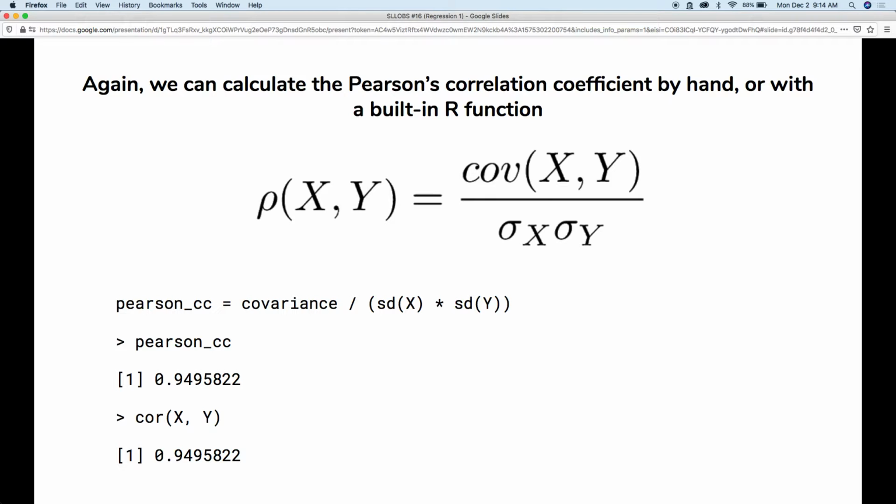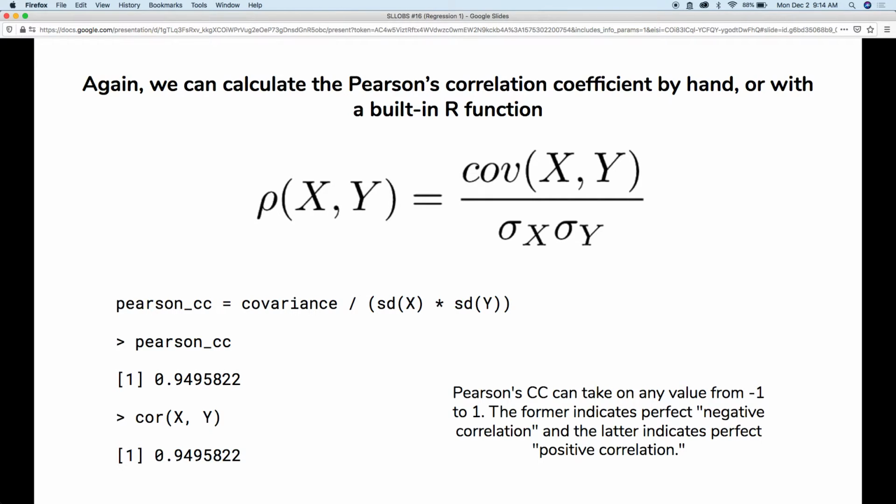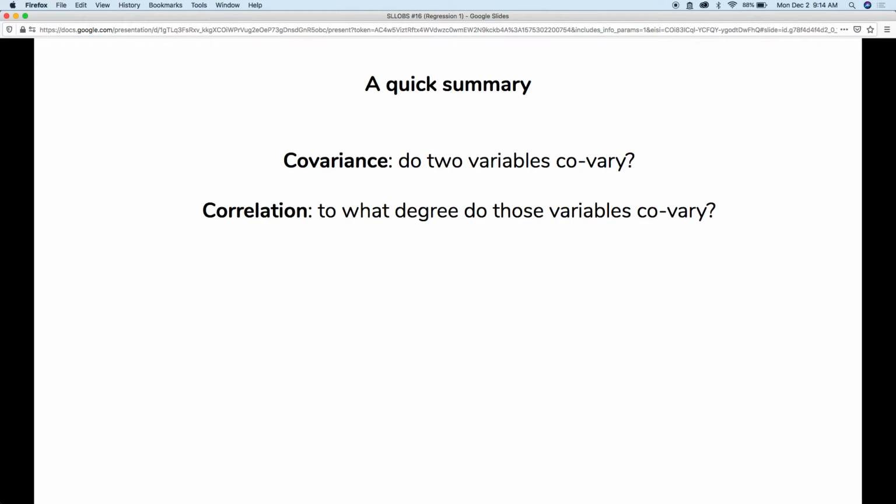Now, the Pearson's correlation coefficient takes on a different range of values than the covariance. As you may know, this correlation coefficient can take on a value from -1 to 1, with -1 meaning that your two variables are perfectly negatively correlated, and +1 indicating that they are perfectly positively correlated. To sum up the difference between Pearson's correlation coefficient and covariance: with covariance, all you're really asking is, do two variables covary? Yes or no. With correlation, you're asking, to what degree do they covary?